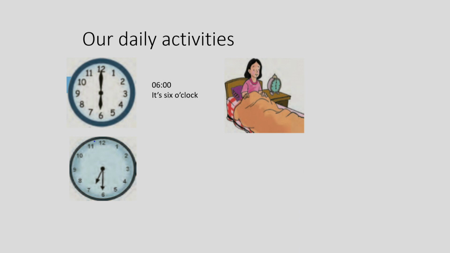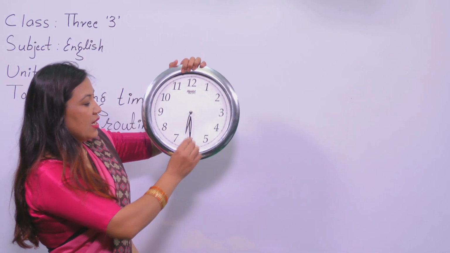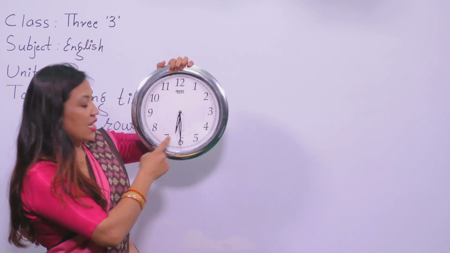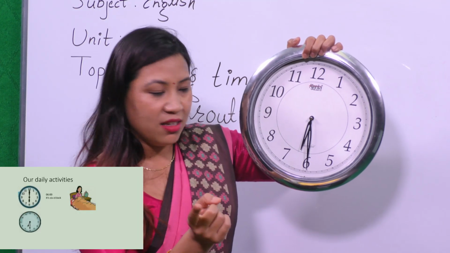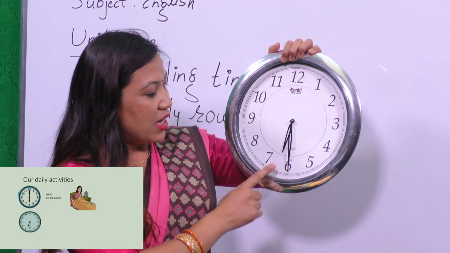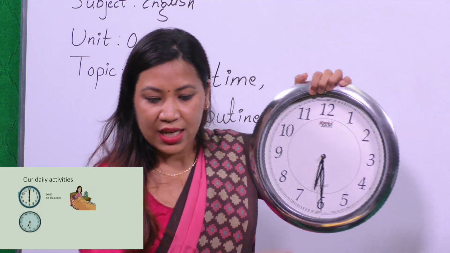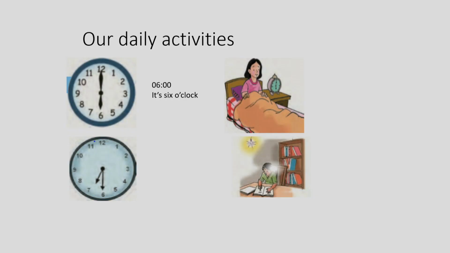Okay, you can see another clock. In this clock, the long hand or the minute hand is pointing at 6. At the same time, the hour hand is pointing between 6 and 7. I'll show here also. The long hand is pointing at 6 and the short hand is in between 6 and 7. Very good. So it is 6:30. See here, it is 6:30 and the girl is studying, the girl is writing, the girl is reading.